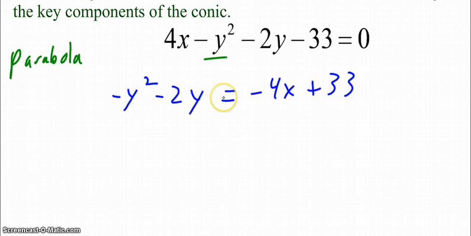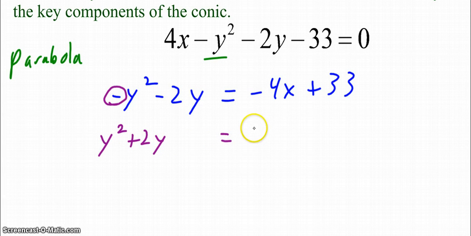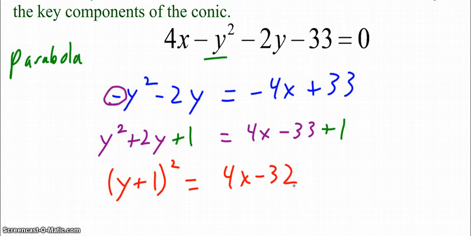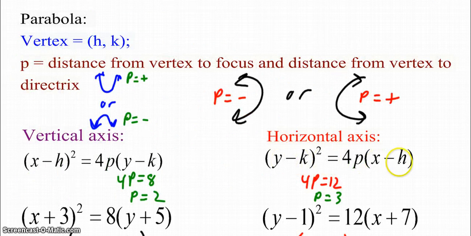Now we are going to complete the square, but only with the y terms, because they are the only ones with a square. So first we have to divide by a -1, since that is the leading coefficient on the y squared. So rewrite this as y squared plus 2y, leave a little bit of space, equals 4x minus 33. Complete the square. Half of 2 is 1. 1 squared is 1. Rewrite this, factor y, that's a plus, so plus half of 2 is 1, quantity squared equals 4x minus 32.